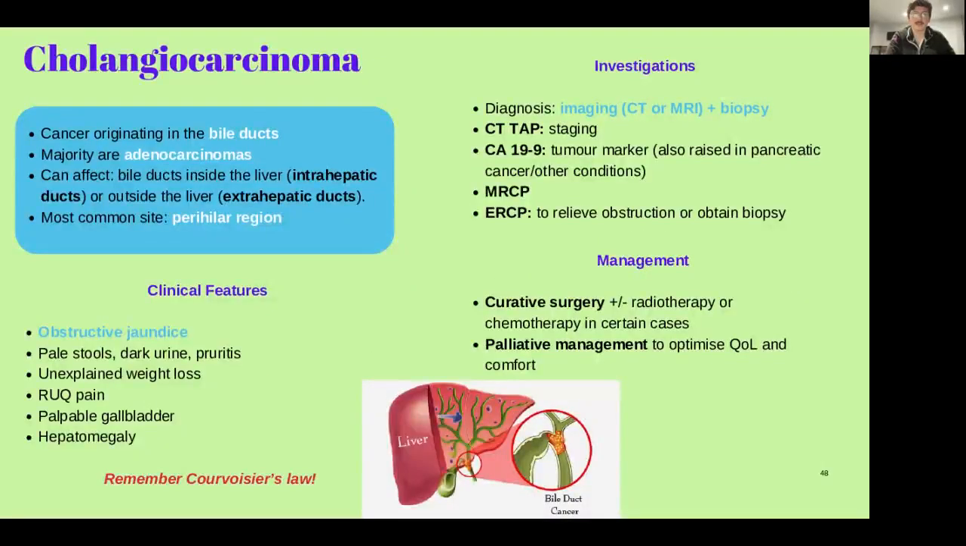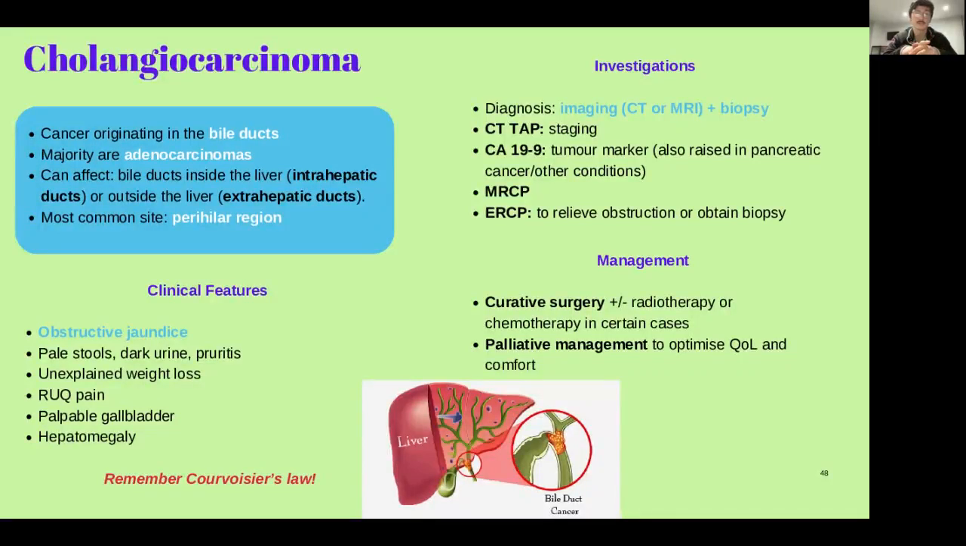And then last slide, cholangiocarcinoma. So it's a cancer originating not from the liver, but from the bile ducts. Majority are adenocarcinomas. And there's a type of cholangiocarcinoma called a Klatskin tumor, which is at the hilum of the bile ducts. So if you see Klatskin tumor in a question, then it's a cholangiocarcinoma.